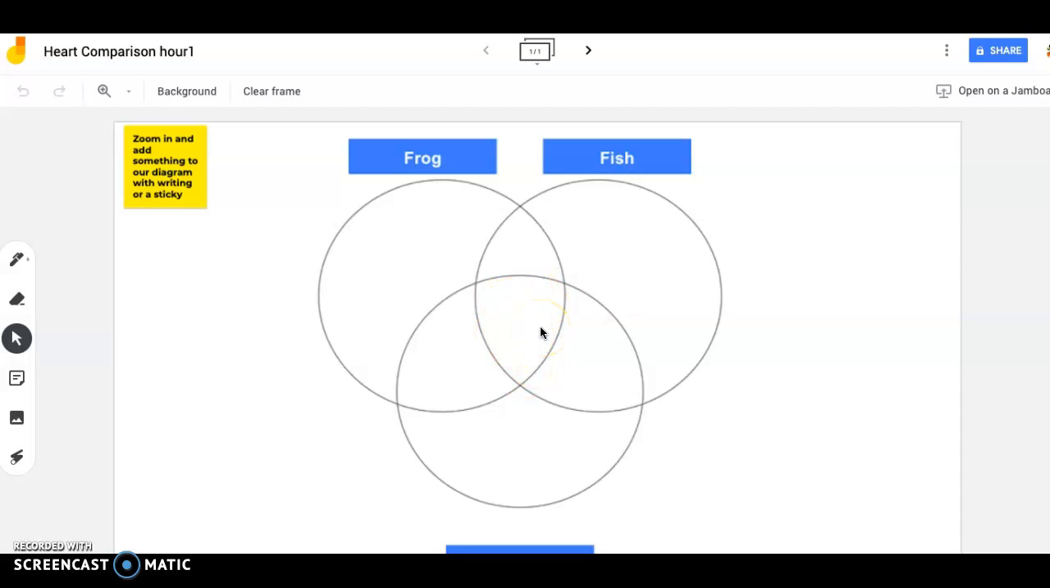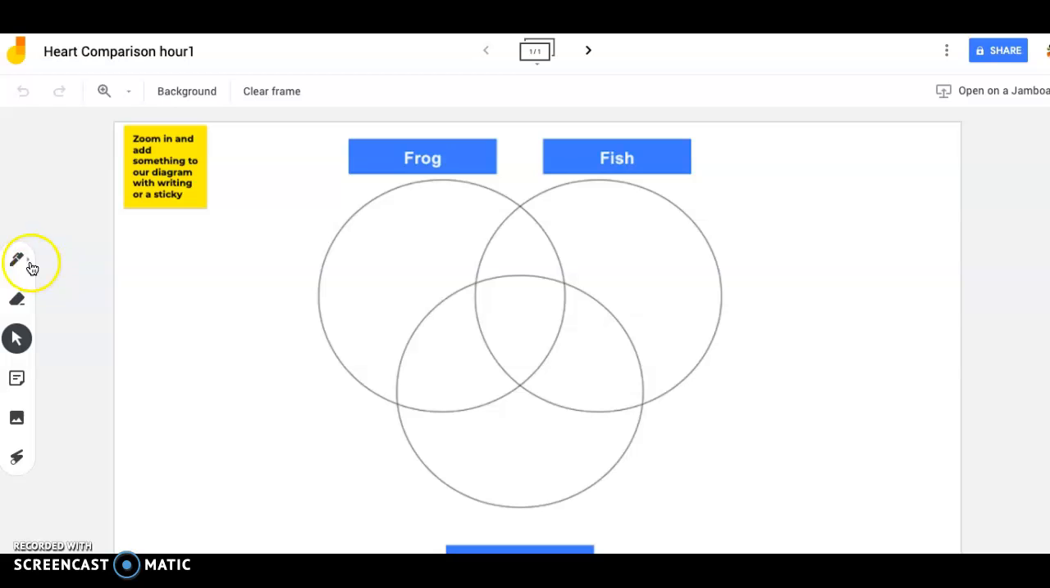Don't just write blood or they all have a heart. Those are obvious. But try and look at the notes and the video that we've just talked about. Go back to the pictures, see if you see anything that they all share or that individuals share. And that's what these overlapping circles are for.